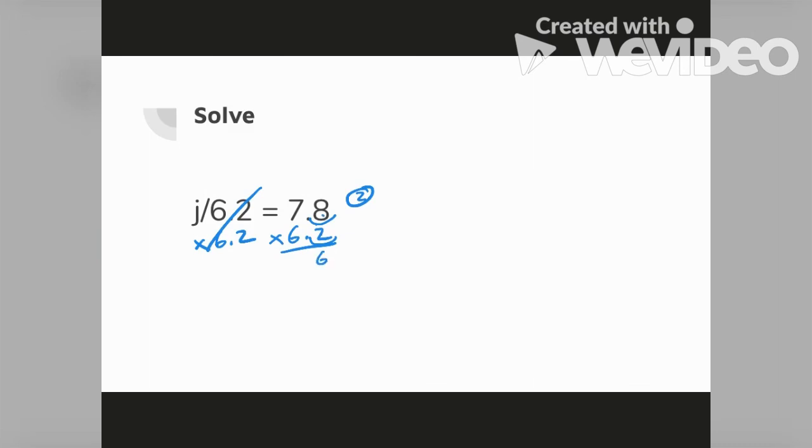2 times 8 is 16. Carry 1. 2 times 7 is 14. Plus 1 is 15. I bring down a place value for 0. 6 times 8 is 48. I'll carry a 4 over there. 6 times 7 is 42. Plus 4 is 46. I add them. And what I get is, after I move my decimal over, 48, J equals 48.36.